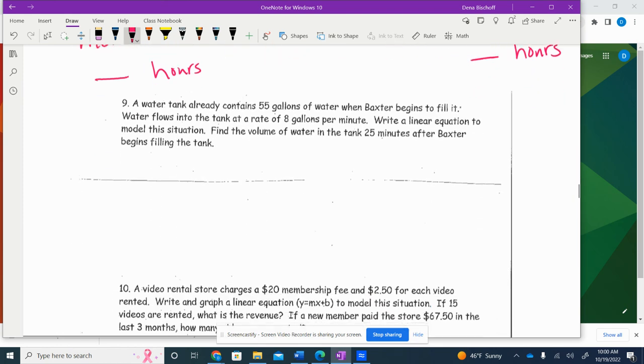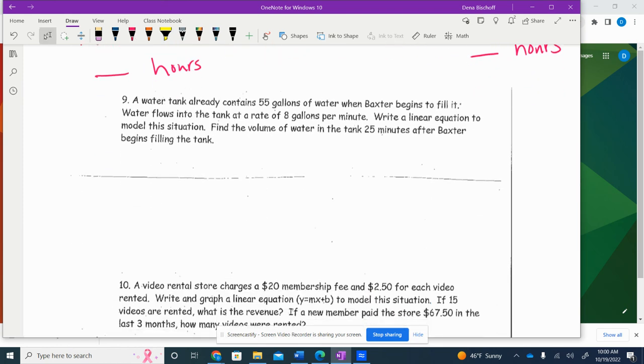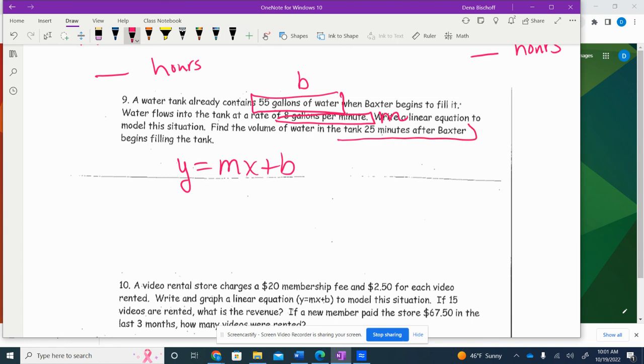Number 9, a water tank already contains 55 gallons of water. This is the beginning value. The water flows into the tank at a rate of 8 gallons per minute. That's my m. So my equation, y equals m times x plus b. I want to find out how much water is in the tank after 25 minutes. So then I'm going to let x equal 25 and solve.